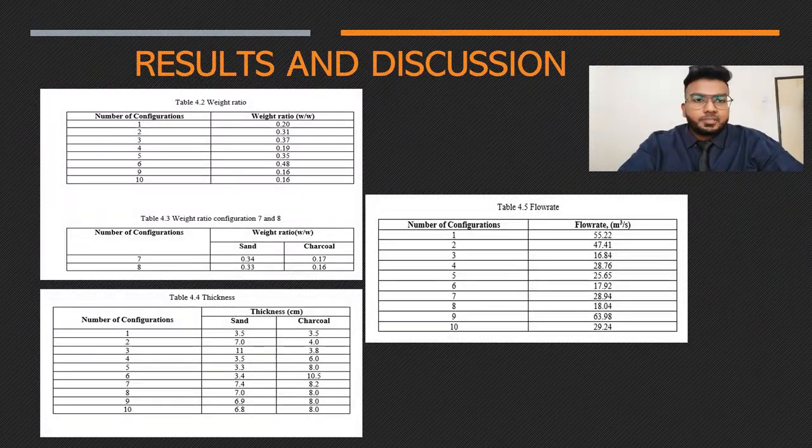After the experimental setup, the flood water was filtered through the developed configurations. Then the filtered water was poured into the specimen container and labeled according to the filter configurations. While conducting the experiment, the total mass, thickness, weight ratio and flow rate data were obtained and tabulated.